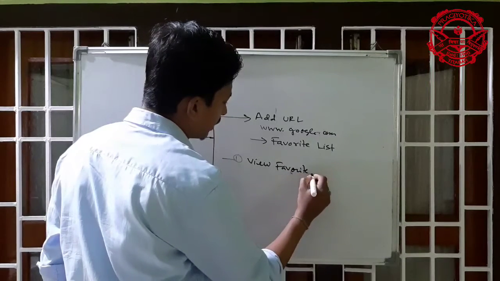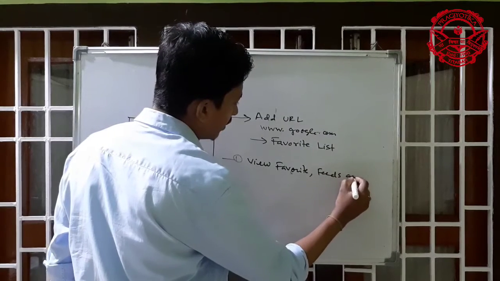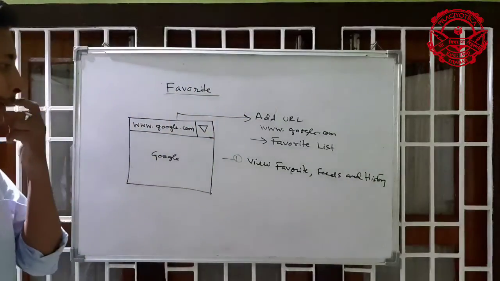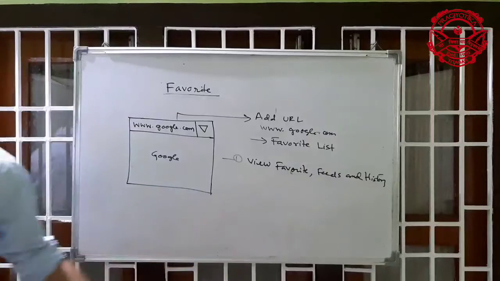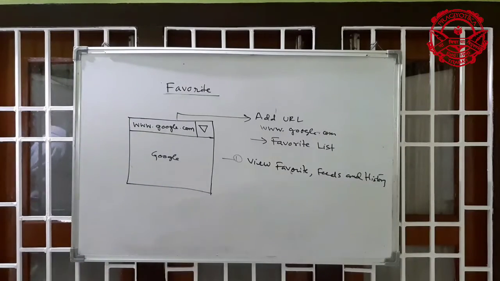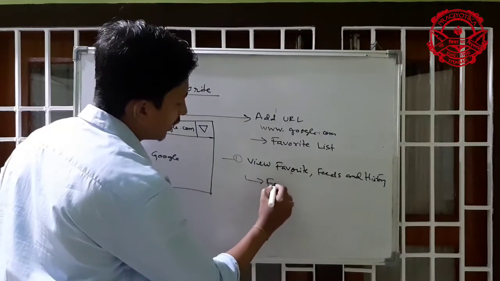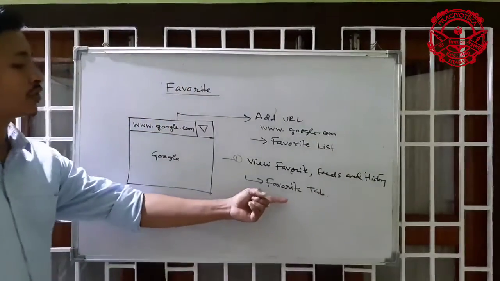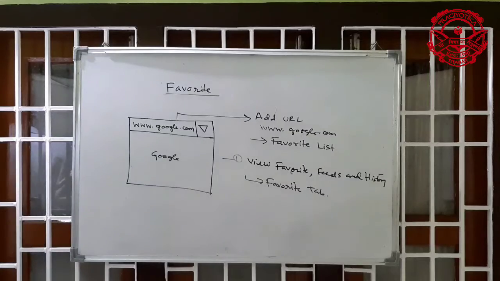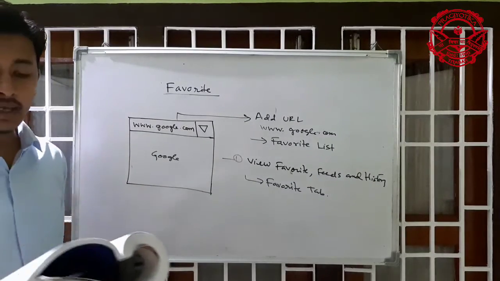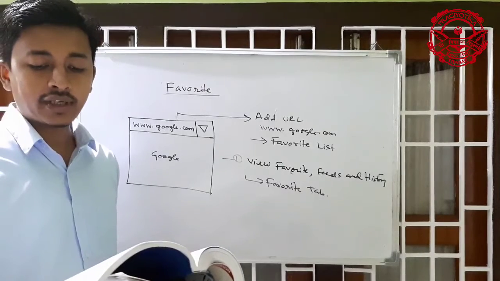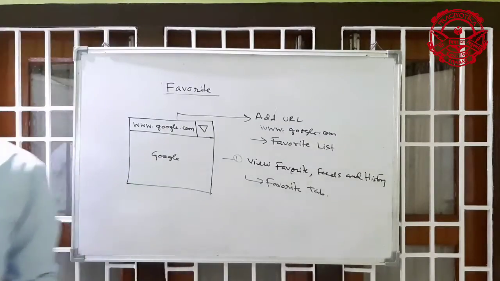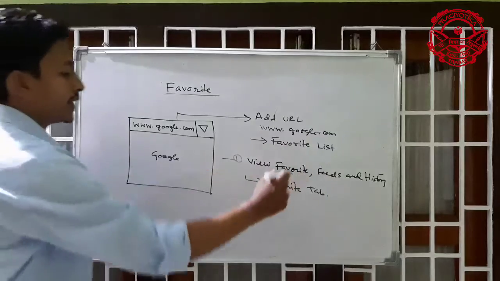There is a button called View Favorites, Feeds and History button. You have to click this button. After that, choose the favorites tab. There is a tab which you have to choose, the favorites tab. Now you can see, after that, upon double clicking any folder, the list of favorite sites will appear on the screen. Click on any website to open it in the web browser. After that, there is a folder coming.